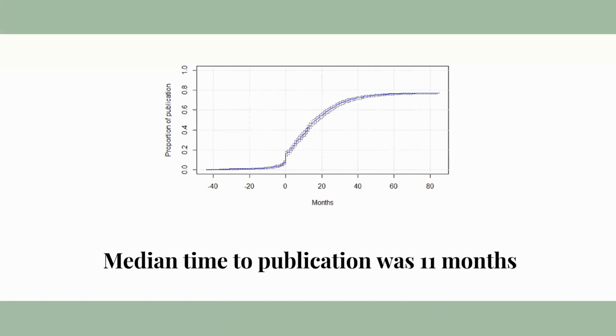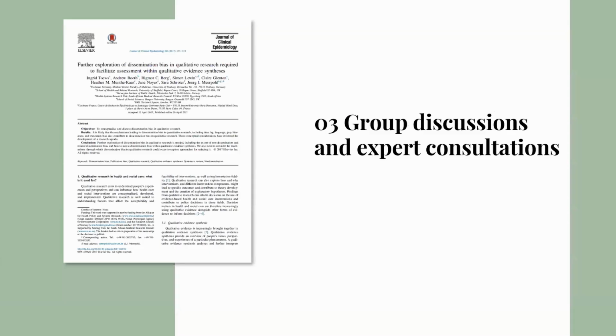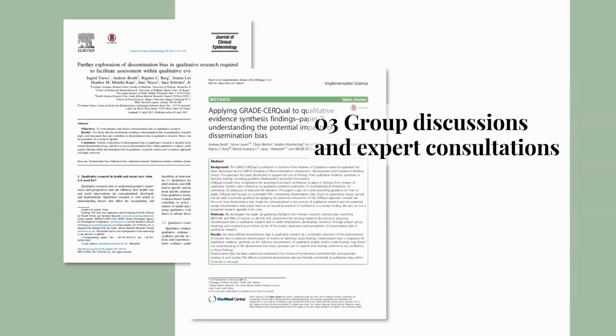So overall, from the empirical evidence, we conclude that the non-dissemination of qualitative research studies is substantial, which gives us good reason to keep investigating this issue and keep looking into this. Besides the surveys and the cohort studies, we also conducted group discussions and expert consultations. We wanted to explore the relevance of dissemination bias and its detection, assessment, and impact, and we wanted to conceptualize dissemination bias in qualitative research and advance related concepts.